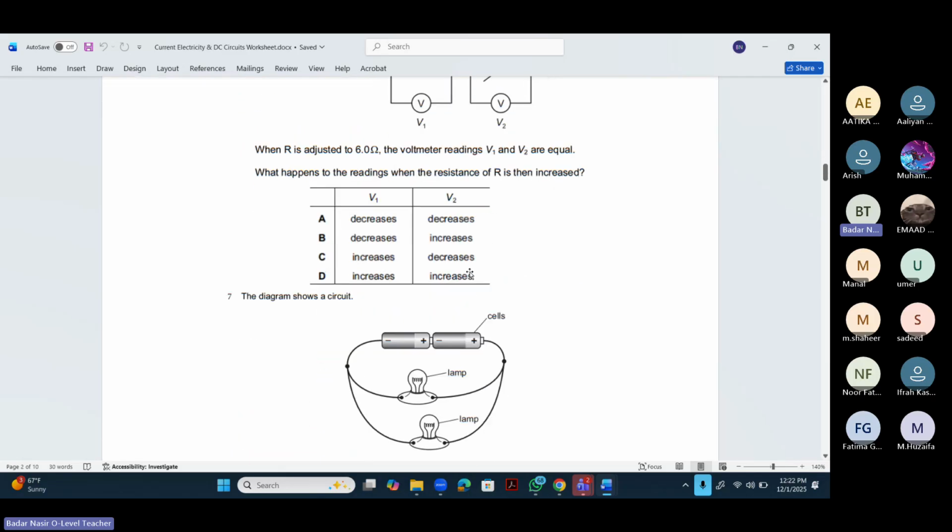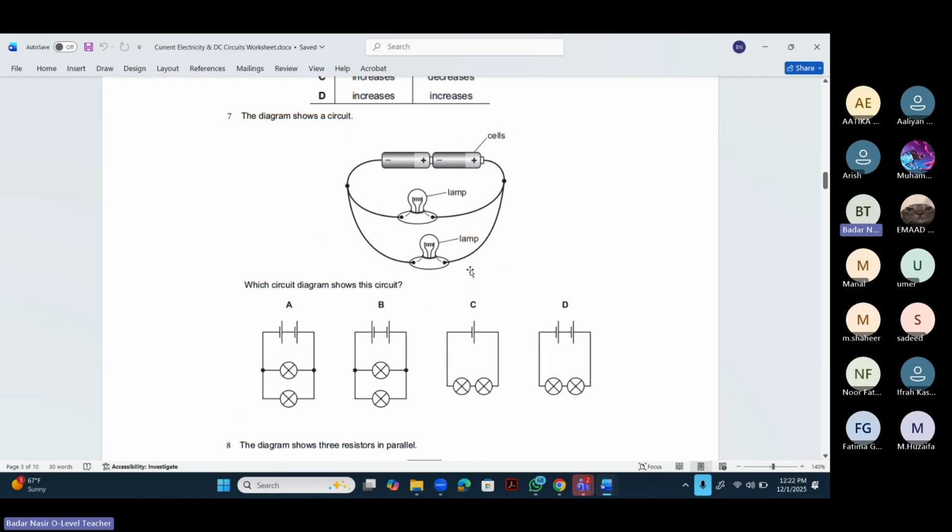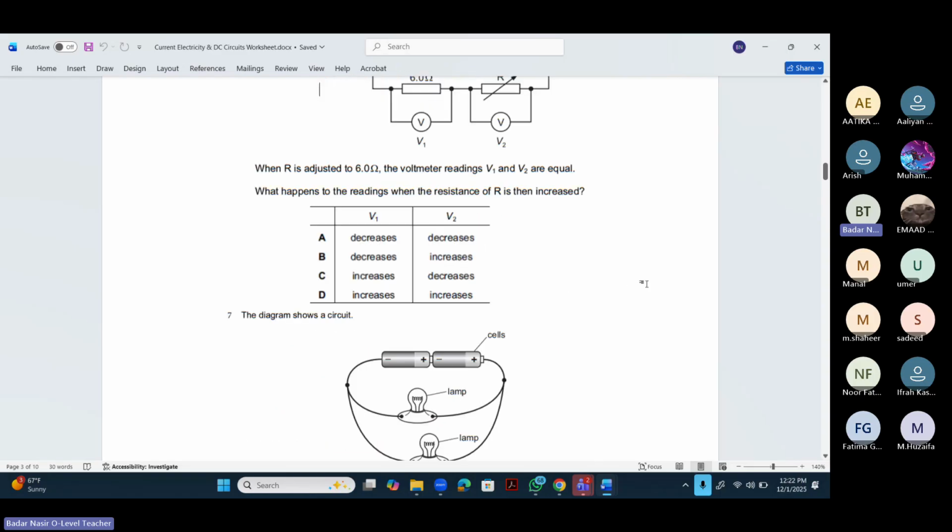Okay. Question number 7. The diagram shows a circuit. Which diagram shows the circuit? So you can see that you have two cells. Positive terminal of one cell is connected to the negative terminal of the other cell. So the answer can be either A or D, because in B and C only one cell is connected while there are two cells. Second thing, the lamps are in parallel. So the correct answer should be A. Okay.